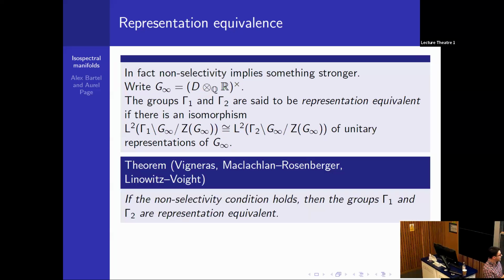And actually, the theorem of, so you will notice that compared to the previous slide, two names are missing here, is that under this non-selectivity condition, gamma 1 and gamma 2 are representation equivalent. And the other two people proved using the trace formula that representation equivalence implies isospectrality for all the Laplacians.